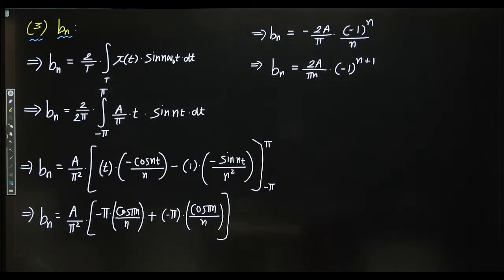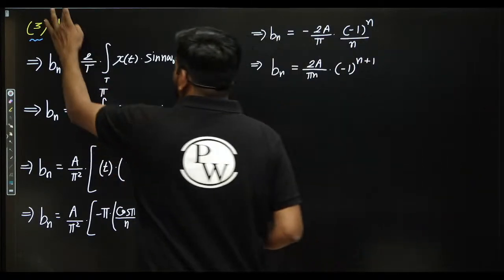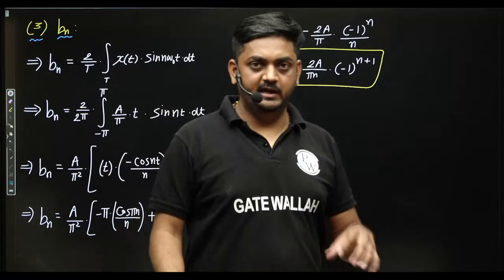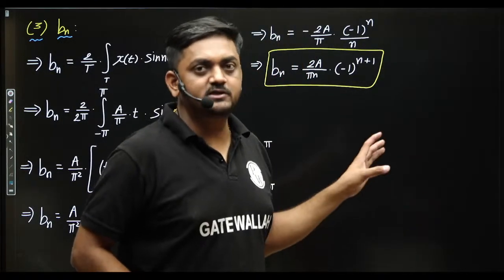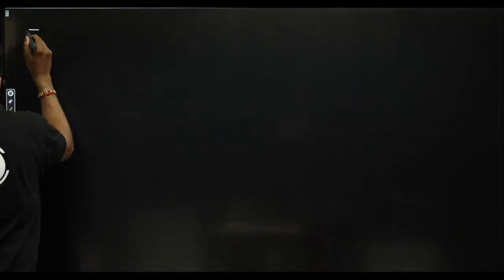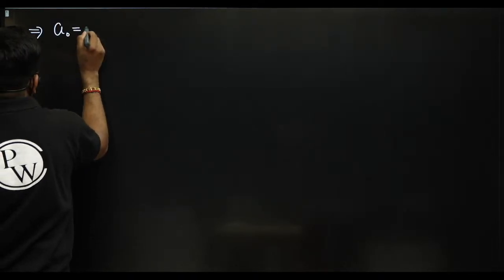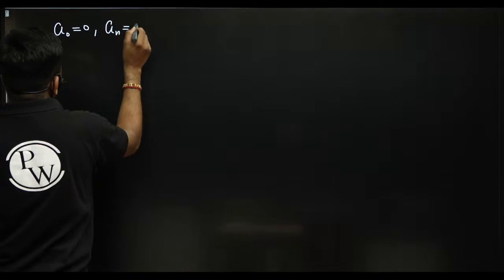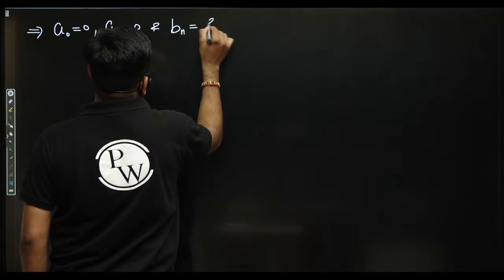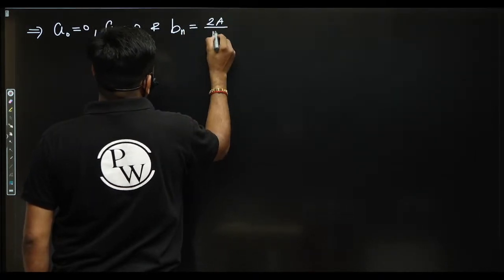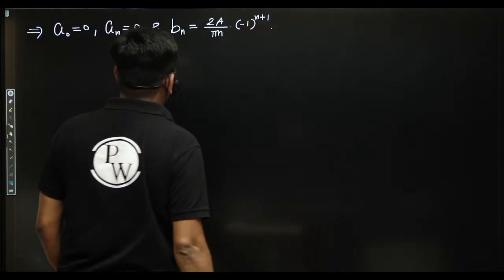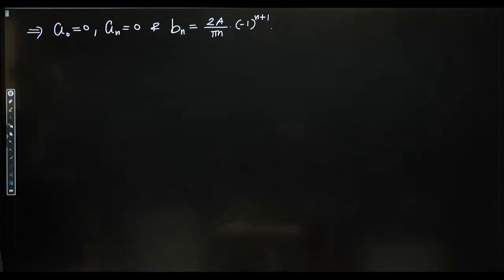Yes, very good Sinchan, you got the same answer. So we got bn, we got an, and we got a0. So a0 is 0, dc is 0, an is also 0, so no cos term will come, and bn is non-zero, so only the sine term will come into the picture in the Fourier series representation. So we got dc 0, an 0, and bn is equal to 2a upon pi n into minus 1 power n plus 1.